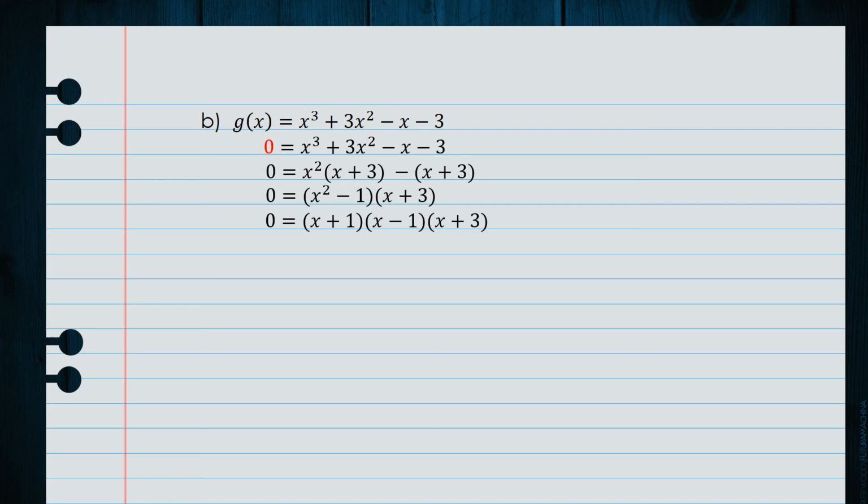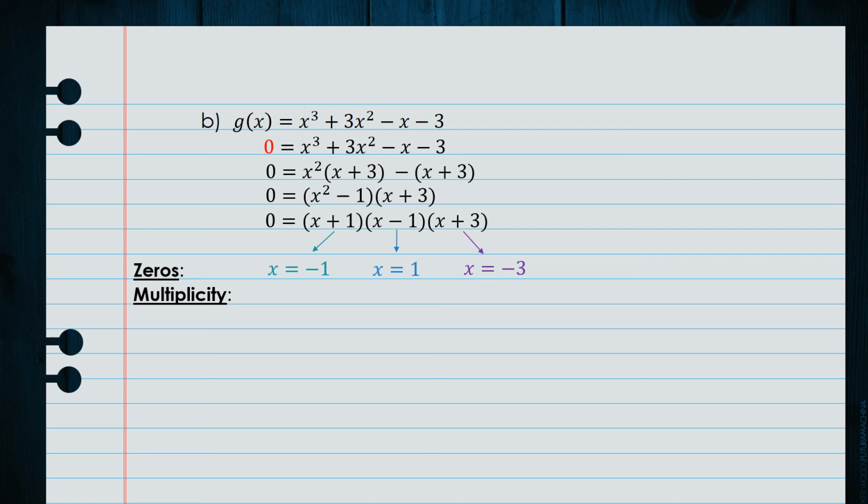Now that we have all linear factors, we're now ready to identify the zeros. X plus 1 would create a zero of x equals -1. The factor x minus 1 would create a zero of x equals 1. And the last factor of x plus 3 would create a zero of x equals -3. Now that we've identified the zeros, we're ready to state their multiplicities.